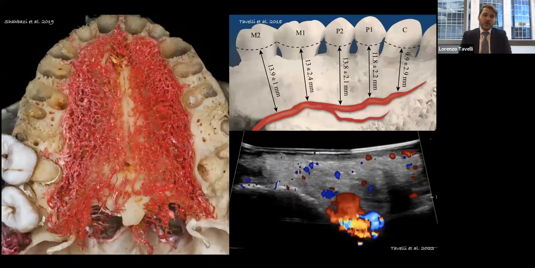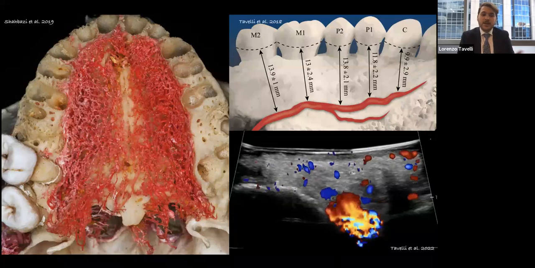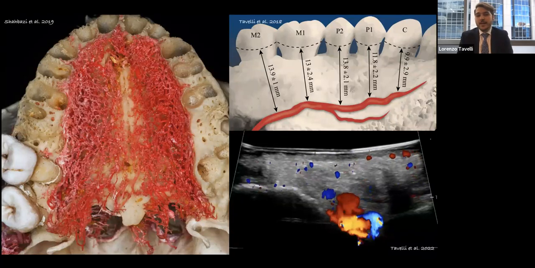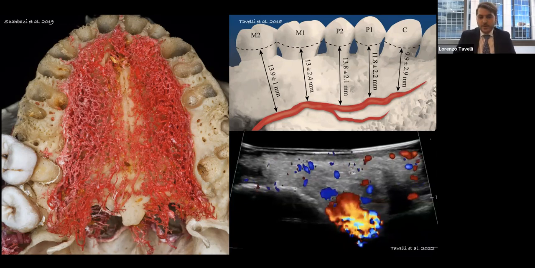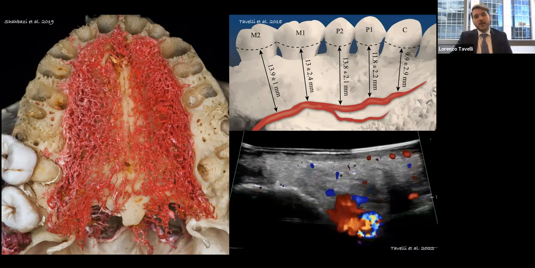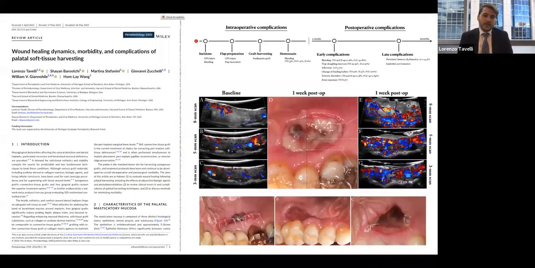One of these limitations includes that you need to harvest a significant amount of soft tissue from the palate, especially in the case that I showed you. And this can lead to several intraoperative and postoperative complications, including injuries to the palate, greater palatine artery, and most of all, what your patient will tell you is significant postoperative morbidity.